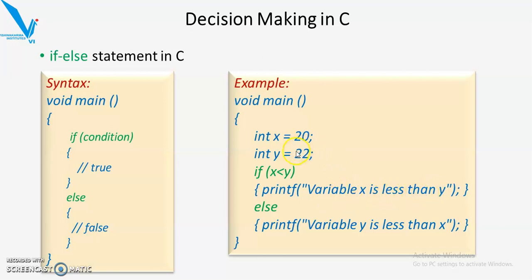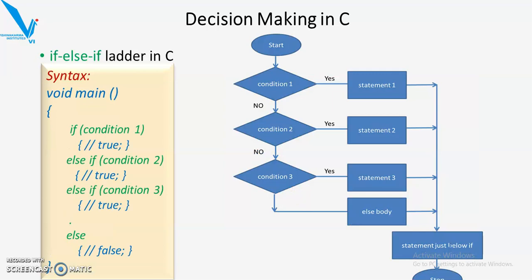Now suppose we have 15 in place of 22, and considering the same condition, that is x is less than y, as the condition is false, it will print "variable y is less than x". So that is the example of the if else statement. Now we'll go for the next.